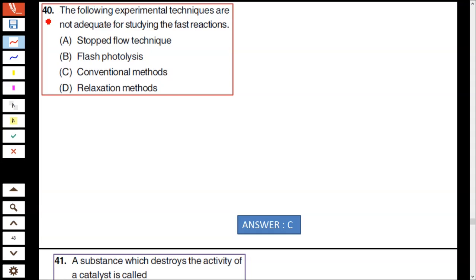Question number 40. The following experimental techniques are not adequate for studying fast reactions. Stopped flow method is used to study fast reactions. Flash photolysis is used to study fast reactions. And relaxation method is also used to study fast reactions. And the conventional methods are not used to study fast reactions. Hence, option C is correct. They are asking which was not adequate. Hence, answer C is correct.